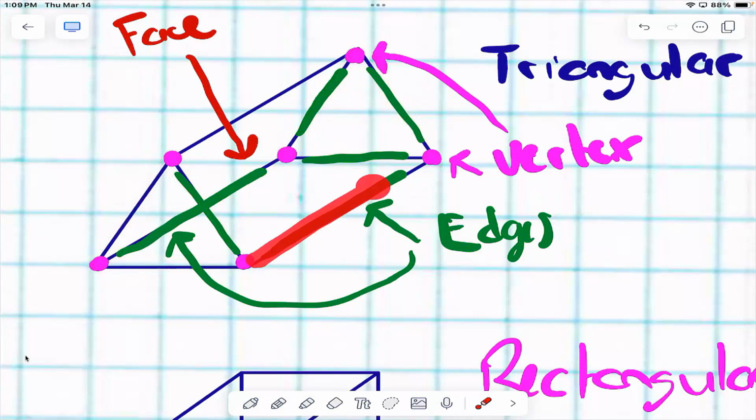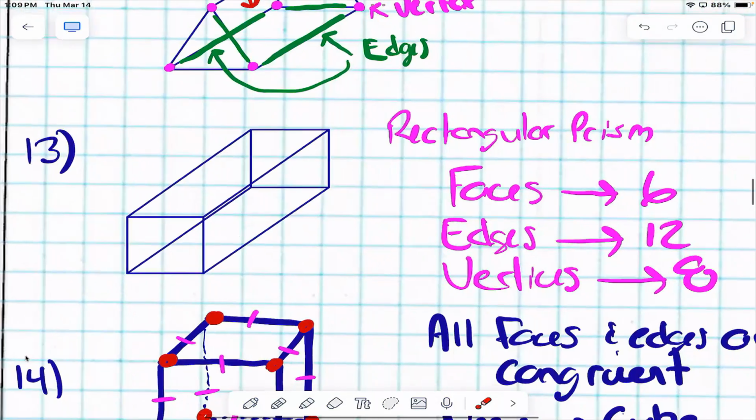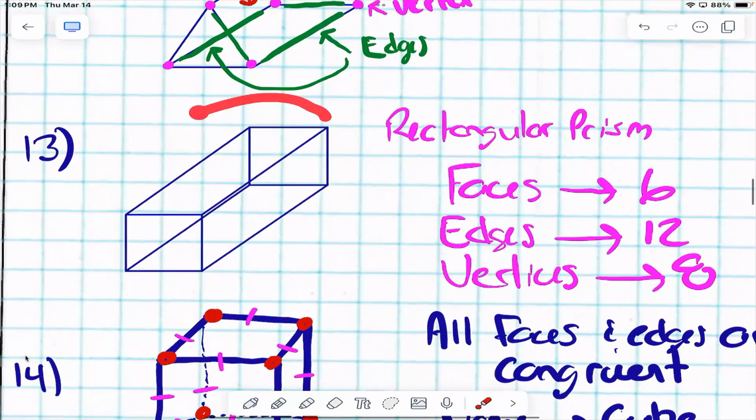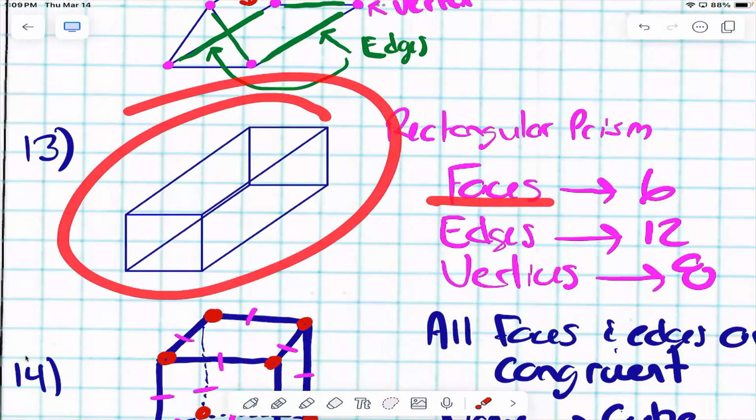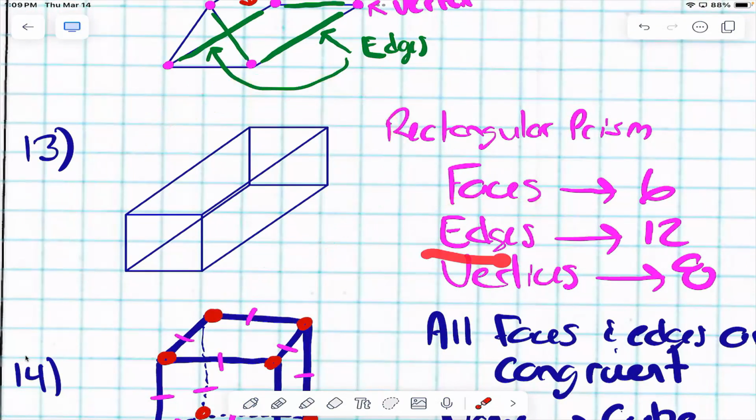What is this? What are these things called that I'm pointing to? They're like the straight lines, right? What are these things called? They're just points, right? If you have more than one vertex, you actually have vertices. Are you able to count, on this particular shape, the number of faces it has? The edges? The vertices?